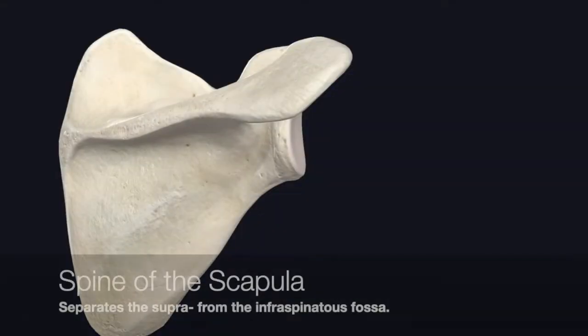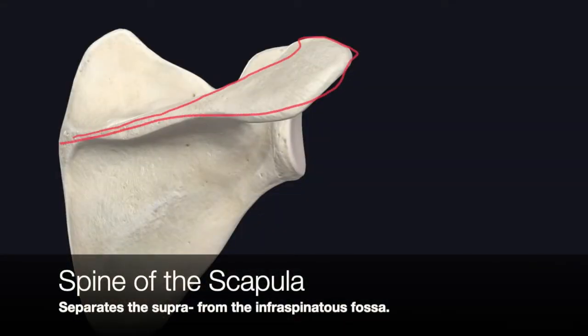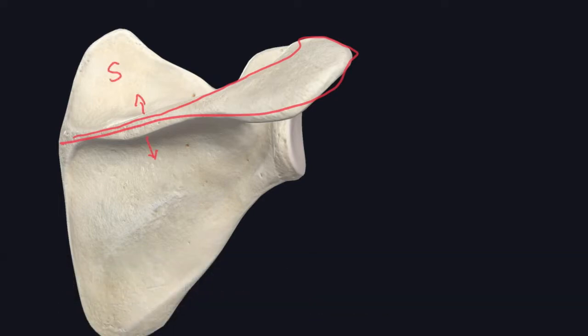You can see here the spine. The important significance is that the spine divides your infraspinous fossa from your supraspinous fossa. Above it is your supraspinous fossa. Below it is your infraspinous fossa. Your supraspinous fossa connects to your supraspinatus muscle. Your infraspinous fossa also connects to your infraspinatus muscle.